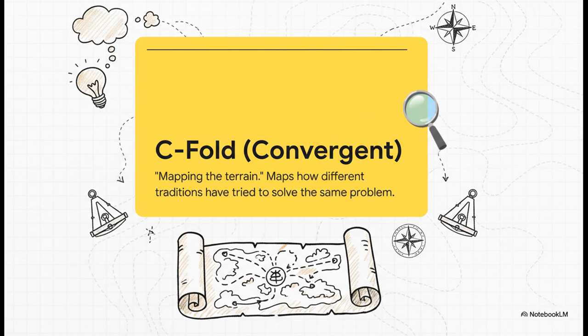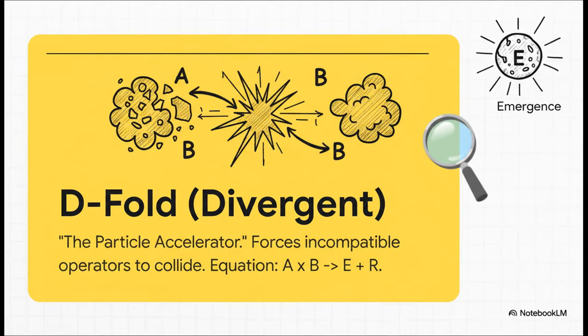Before you build a new house, you survey the land. The C-fold lets you see how all these different traditions have already tried to tackle the same structural problem. It gives you the lay of the land. Okay, now we get to the real heart of the engine, the D-fold, the divergent fold.